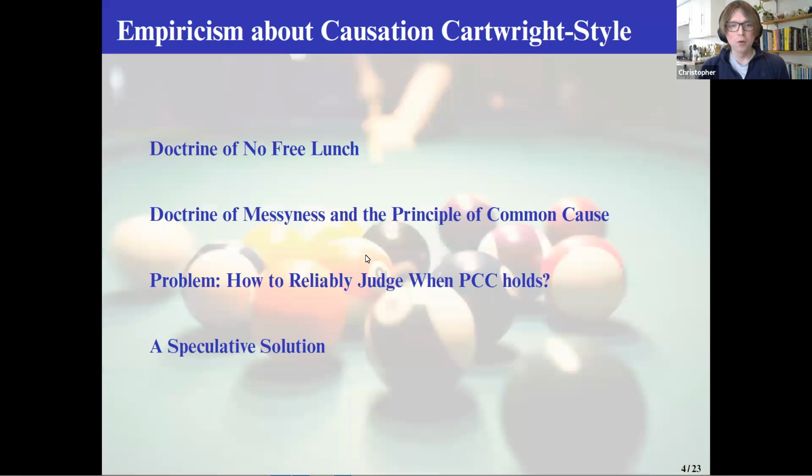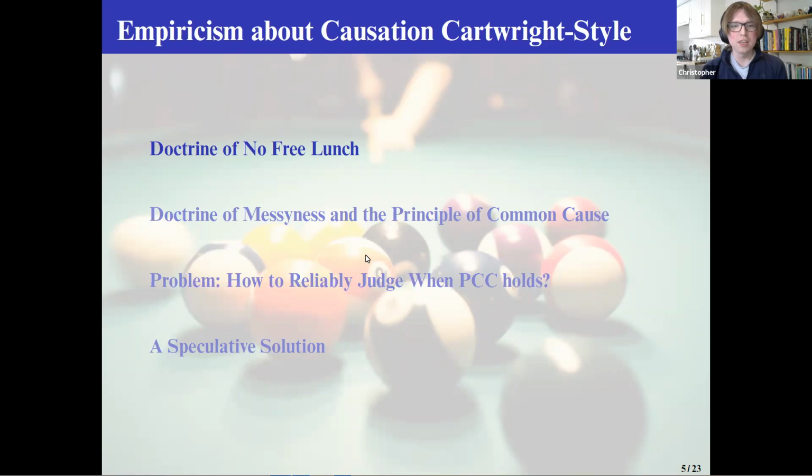So what I want to do is as follows. I'll set up the doctrine of no free lunch and say why I think it's attractive. Then I'll look at the doctrine of messiness as it applies to the principle of the common cause. And then I want to argue that there is a tension between those two doctrines, a tension which comes to light when you ask, how could one reliably judge of a particular case whether or not the principle of the common cause holds for that case? And having set up that tension, I'll then speculate about how one might resolve it.